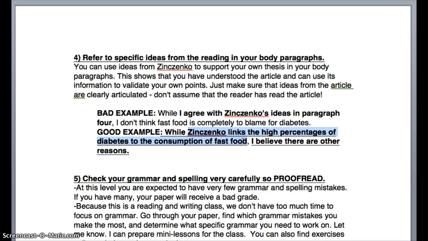Do you know what this was? Remember we talked about, in the PowerPoint last week, it showed direct quotations, paraphrasing, and summary. What do you think this is right here? "Zinczenko links the high percentages of diabetes to the consumption of fast food." I think that's a summary. Don't you guys? And it's a good technique for then offering your own opinion afterwards.